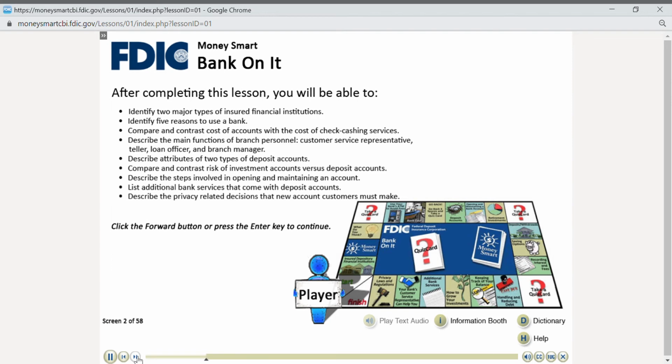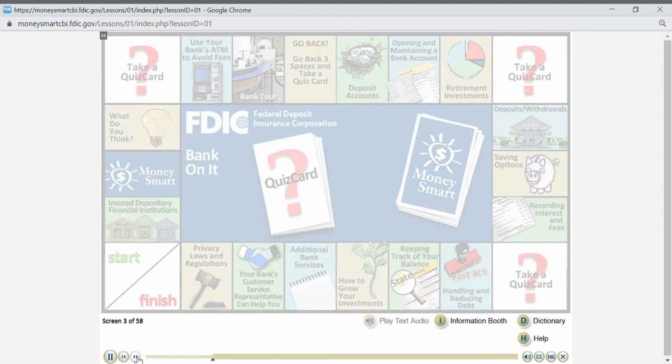Describe the steps involved in opening and maintaining an account. List additional bank services that come with deposit accounts. Describe the privacy-related decisions that new account customers must make.